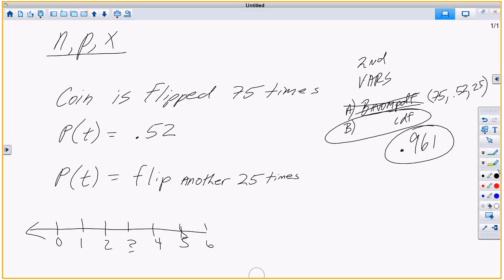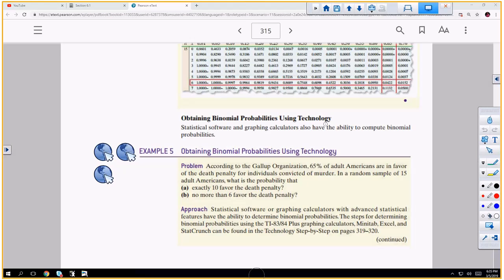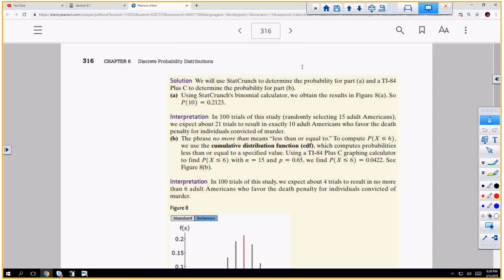So we're going to do the first one. Just go ahead and type in, what was N, 15? Yes. Do we need to change it to 0.6? Yes, you always have to change it to a decimal. The calculator will not take percent. So N is 15, P is 0.65, and the first one is 10. X is 10. So we go to our next page and see what y'all get on your calculator. 0.2123.